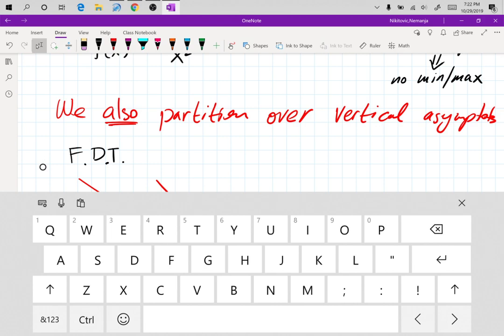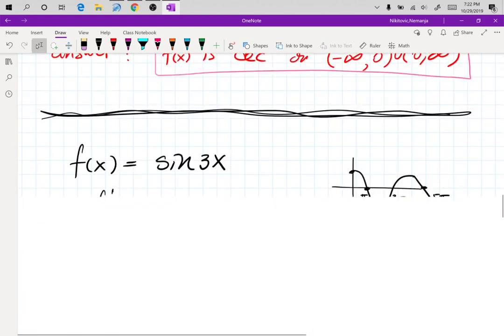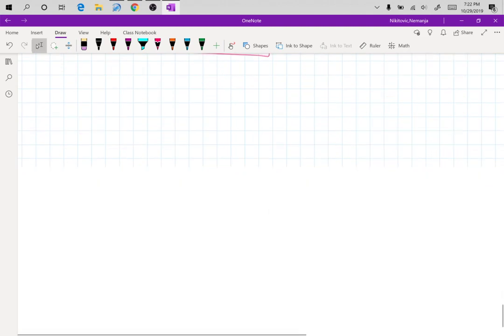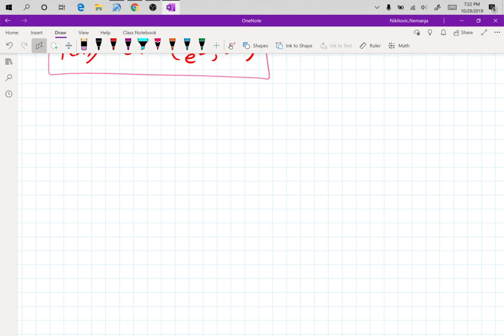So that's the first part of the lecture. The second part is the second derivative test. The procedure is cut and paste: the same procedure, except on the second derivative. So what you do is you find the second derivative, you partition, you pick the test points, and you plug them into the second derivative. It's called a second derivative test.